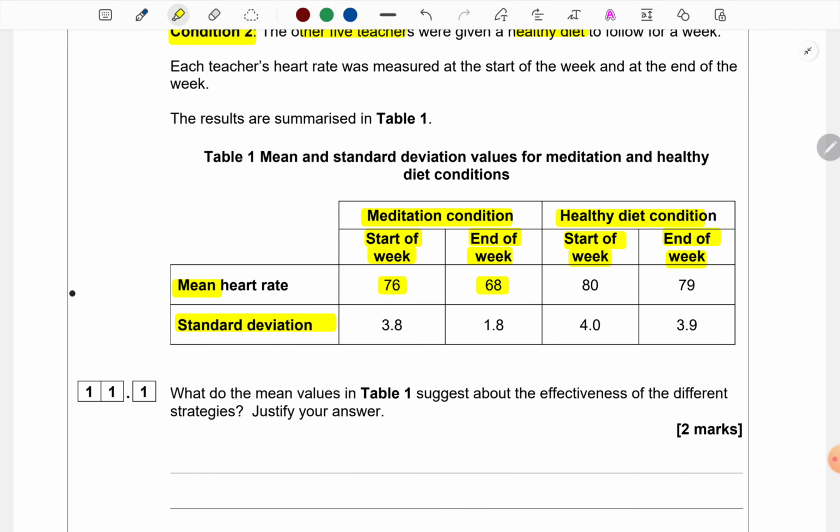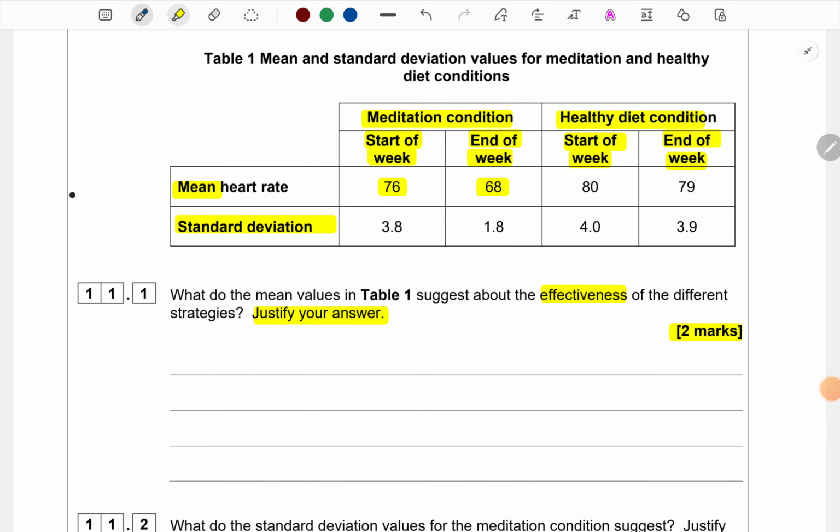Now coming to the question, what do the mean values in table 1 suggest about the effectiveness of different strategies? Justify your answer. This is for 2 marks. The demarcation should be clear. 1 mark is for suggesting something about the effectiveness. Second is for the justification, as clear as that.